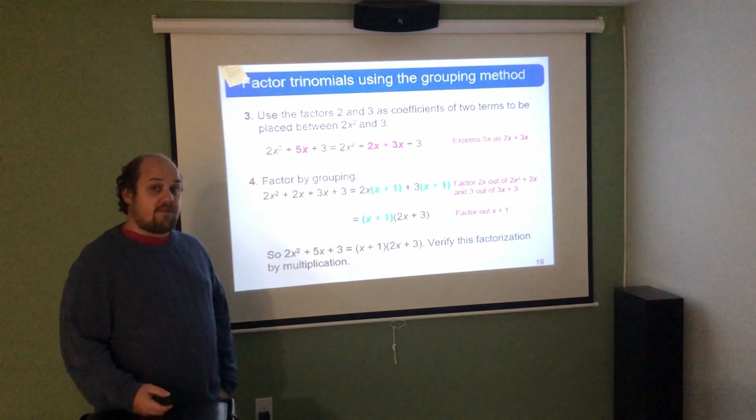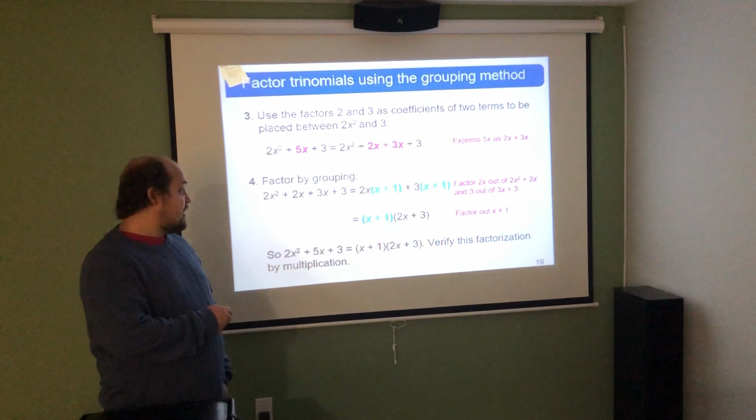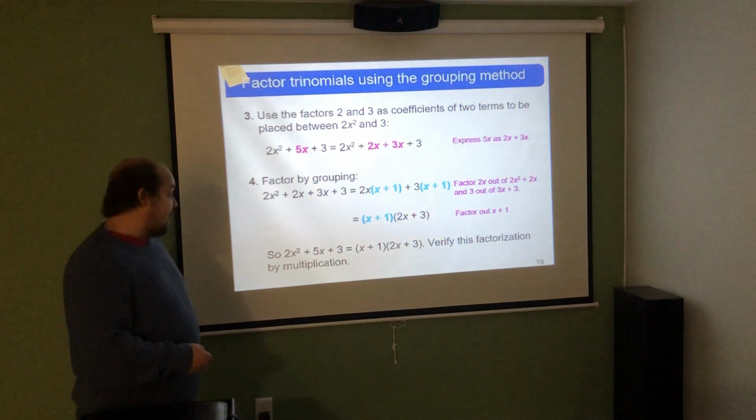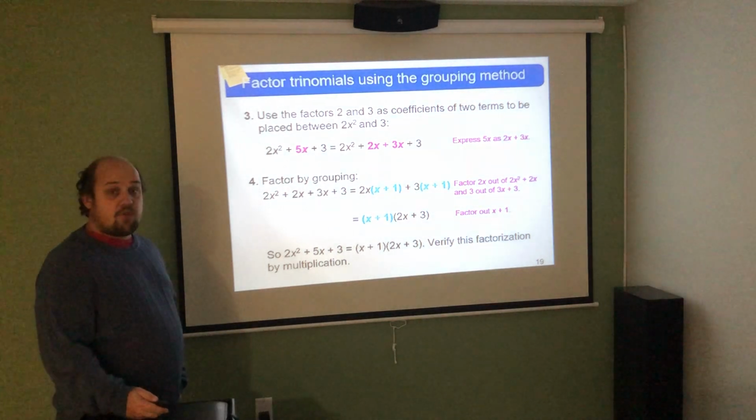I can now write the final factor by grouping as outsides 2x plus 3 times that repeated inside x plus 1. I can verify that it's correct by just multiplying these out, and it would get me back to the correct final answer.